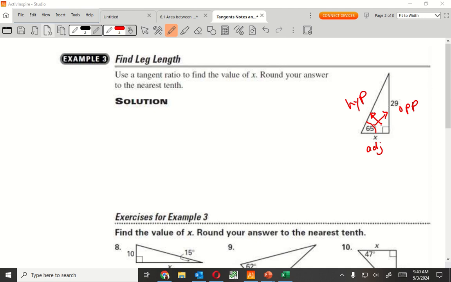So, we know that we're going to start with tan. Tangent of the angle of 65 is equal to opposite over adjacent. Opposite is going to be 29. Adjacent is going to be x.